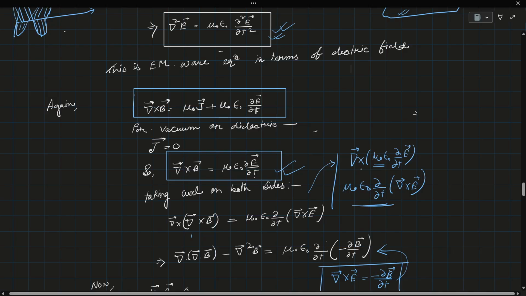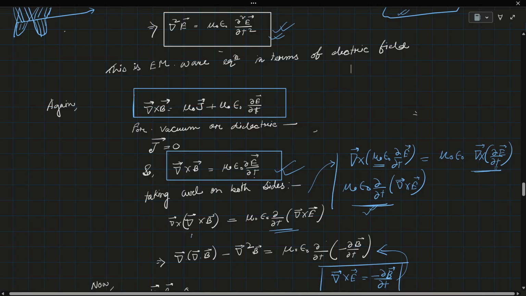But since mu naught and epsilon naught are constants, I can take them out of the curl. So now I can write mu naught epsilon naught del cross, with a cross sign, del E by del t. Again, the same argument: space and time are independent, so I can take this curl inside the partial differentiation. So I have written it down directly.